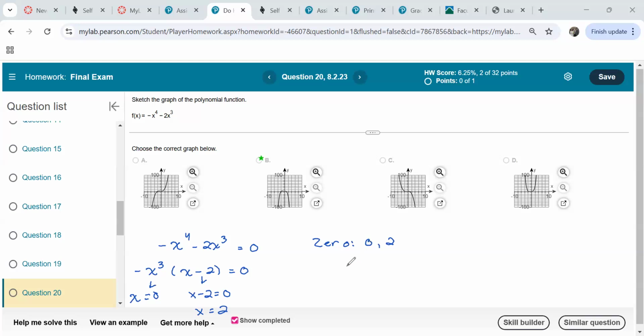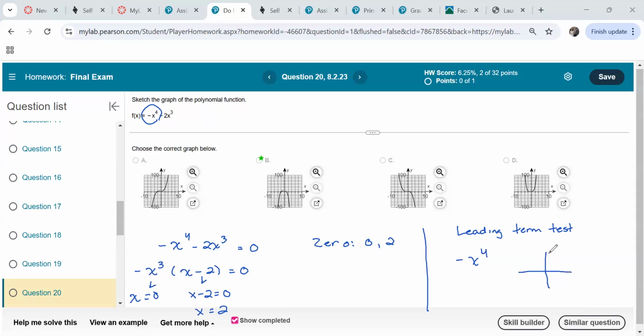That's one thing you need to consider. The other is what is the long-term behavior. So we need to do our leading term test. So leading term test, that is going to say, looking at that leading term, we have a negative x to the fourth.